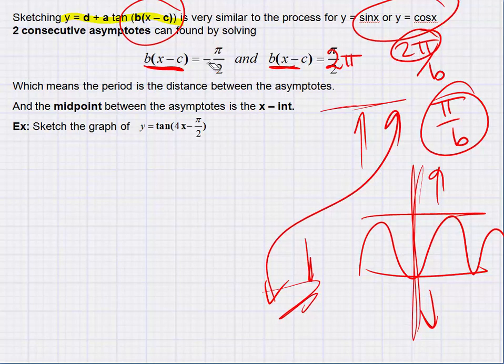So we don't use 0 and 2 pi, we use the vertical asymptotes, which is where the tangent starts and ends, which would be negative pi over 2 and positive pi over 2. And if we ever want to find the x-intercept, it's always the midpoint between the asymptotes. So this will help us find the asymptotes, and then the midpoints directly in between. Alright, so let's put a graph together.